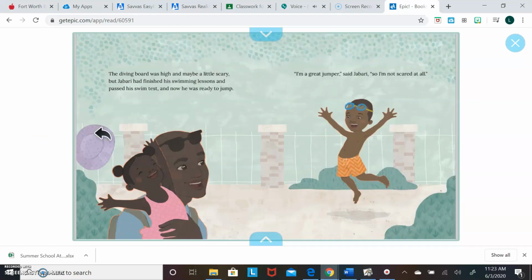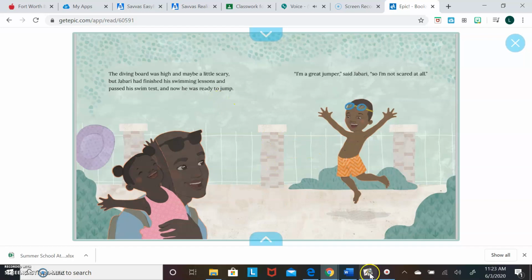And right here on this page it says, the diving board was high and maybe a little scary. But Jabari had finished his swimming lessons and passed his swim test, and now he was ready. Would you say that's something important in the story? An important event? I think so. So this is an example of an important event that happened in the story.